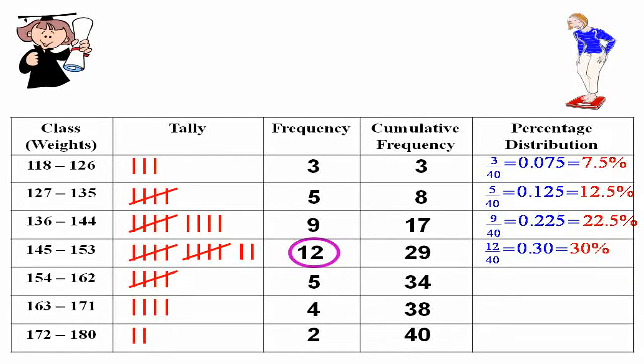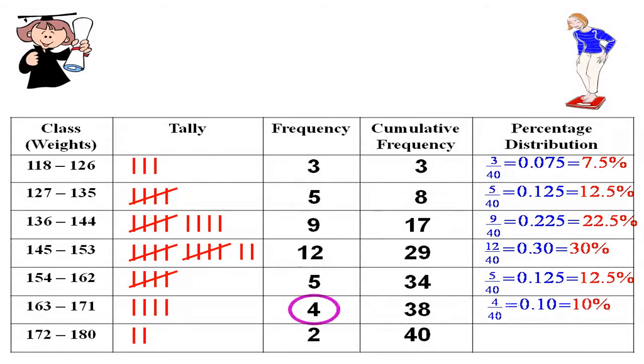12 divided by 40. What about the next one? 5 divided by 40, and the next one? 4 divided by 40, and the next one? 2 divided by 40, right? Okay, and that gives you your percentage distribution. So are there any questions on this? Are there any questions at all on this?